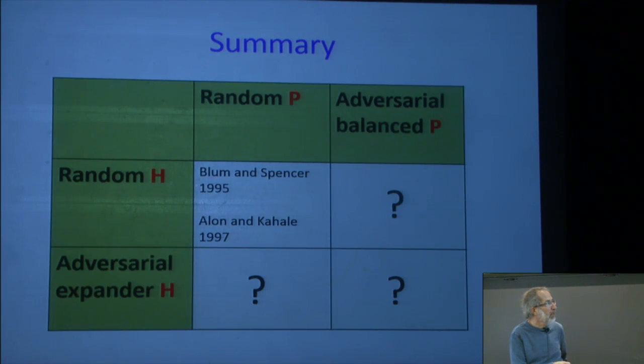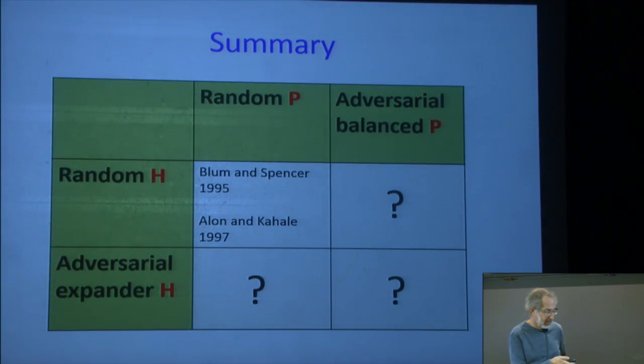Okay, so let's summarize what we have. These were the previously known results. Previously people looked at the case where the host graph was random and the planting was random, and then we had these algorithms that could legally 3-color the graph. And we're looking at the case where the host graph is an adversarial expander and the planting is adversarial but balanced, the planted coloring.